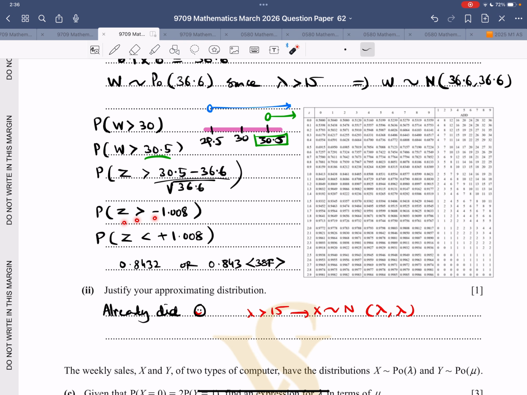Z greater than a negative value, that's the same thing as z lesser than a positive value, that is direct reading. So this is 1.008, and this is the answer that you are getting.